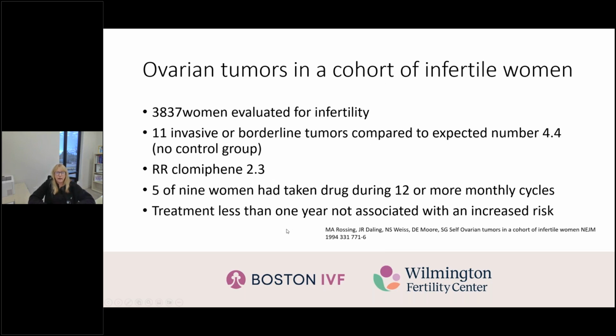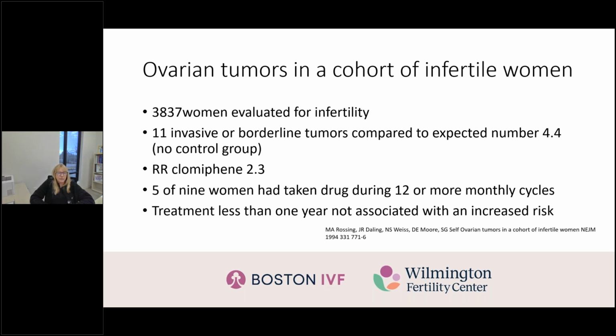This study also got a lot of attention, by Rossing, and this was patients treated for infertility. I would point out the low numbers that they had, and also that they didn't have a control group. There were 11 invasive and/or borderline tumors, and they were compared to what would be the expected number. The relative risk with clomiphene was 2.3.